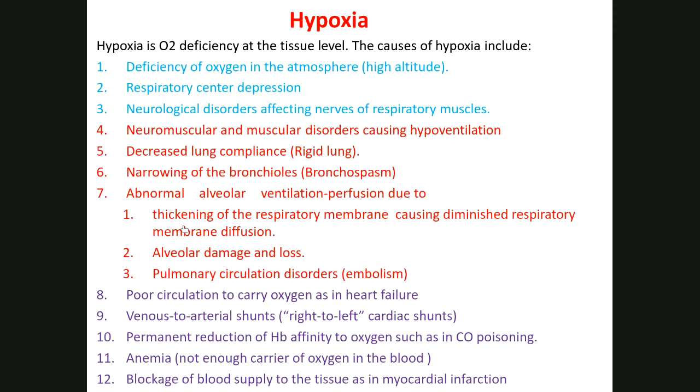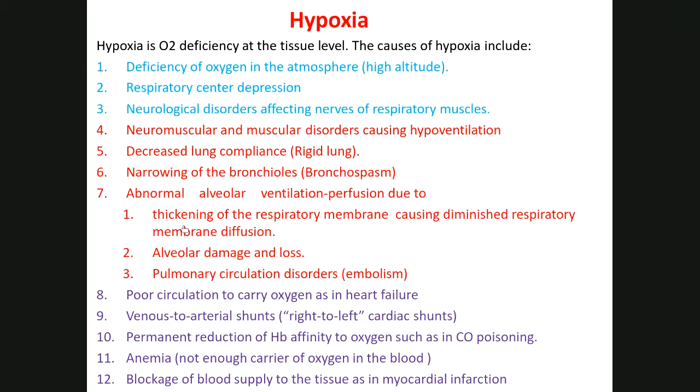Now, if the environment is normal, the respiratory center is normal, the nerves, neuromuscular junction, muscles, lung compliance are normal, the bronchioles are open, the alveoli are normal, and air is flowing into the alveoli, but then we have poor circulation. The blood is not flowing efficiently to the lungs, such as in heart failure. Then there will be a problem of gas exchange, and hypoxia will happen.